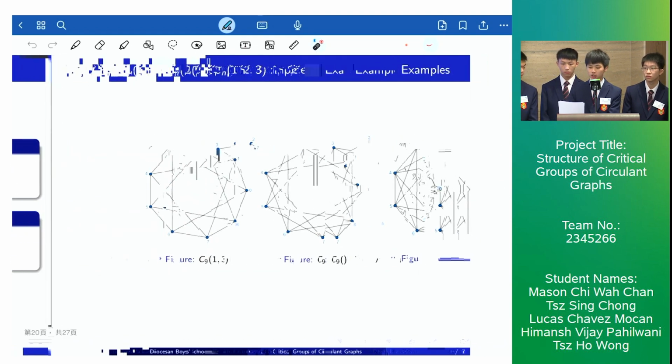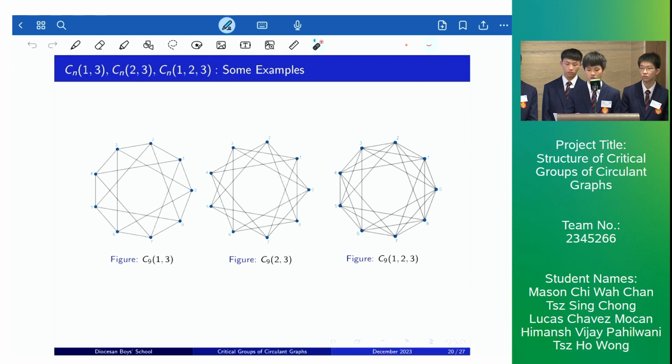Apart from finding the structure of the critical group when G is a UCG, we also attempted to determine that of circulant graphs with fixed jumps. The difference between such graphs is that the symbol S_G would be fixed regardless of the size of the graph n, while the symbols of UCGs depended on n. The examples shown here are the cases when the graph has 9 vertices.